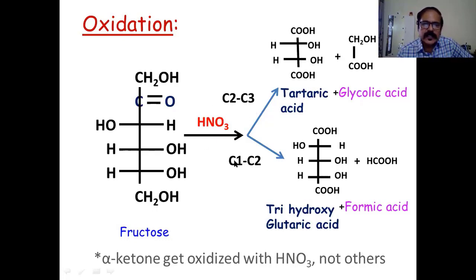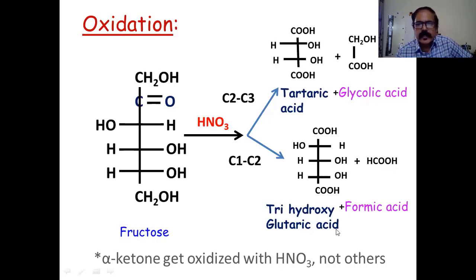Similarly, this oxidation can break between the first and second carbon. If it breaks between the first and second carbon, as I just said, this will become a carboxylic acid group, and this group also becomes a carboxylic acid. So first carbon is carboxylic acid, and second, third, fourth, fifth carbons have two OH groups, ending in a carboxylic acid. This is called dihydroxyglutaric acid.